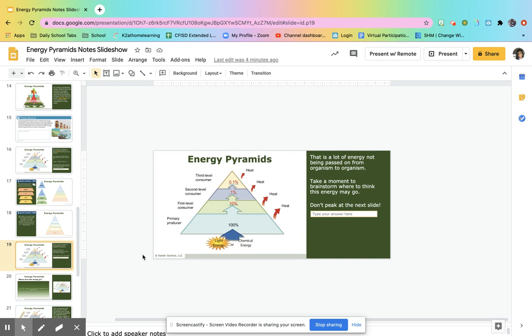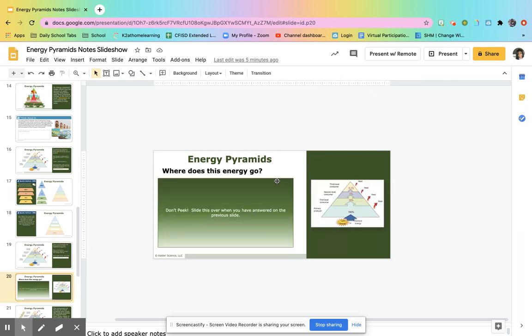Okay, so here, I want you to think about it. That is a lot of energy that's not being passed on from organism to organism. We said that we lose 90% of it. Take a moment to brainstorm where you think this energy may go. Do not go to the next slide until you have at least attempted. There's no wrong or right answer. There is a right answer, but I'm not counting you off if you didn't get it correct, okay? So just type in where you think that ultimately that energy goes, okay?